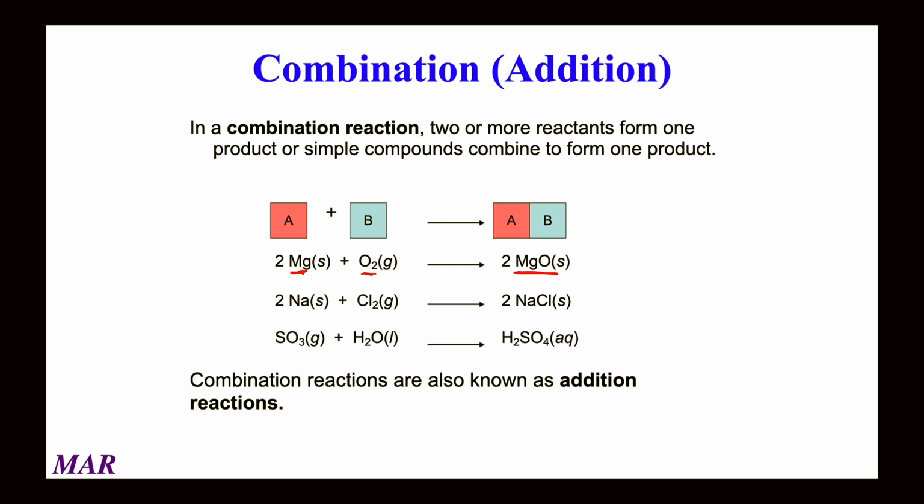You can also, though, do nonmetals, and nonmetals are covalent compounds with each other. This is sulfur trioxide reacting with water to make sulfuric acid, and that would be a combination reaction as well. Sometimes combination reactions are called addition reactions, which is fine. It's just another way to say it. Combination is the one that we'll use most of the time here.